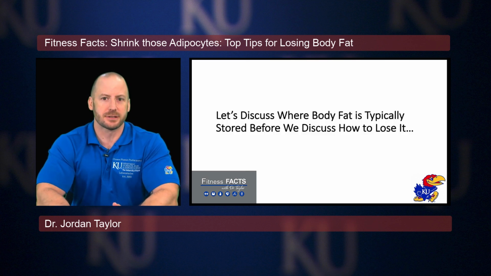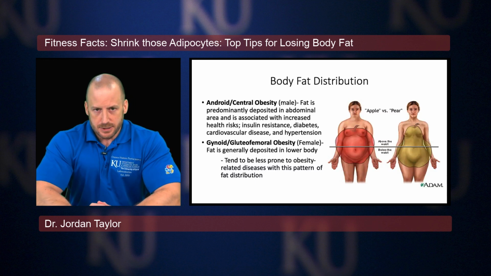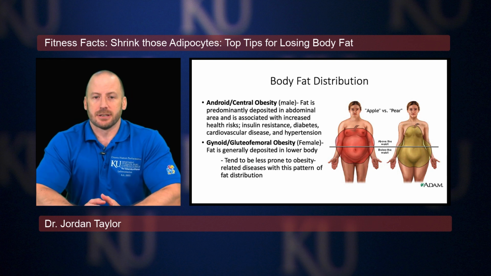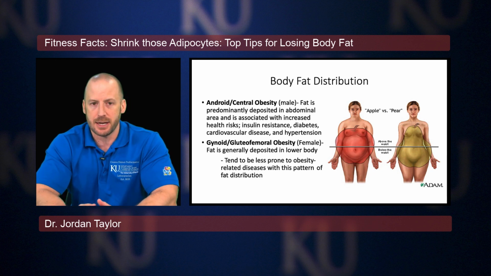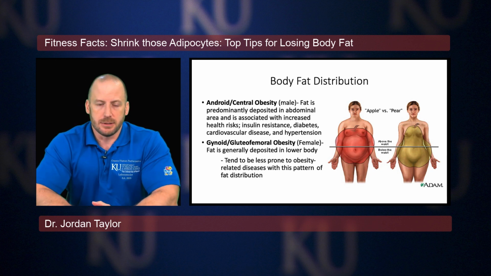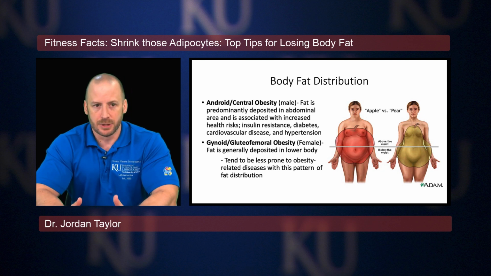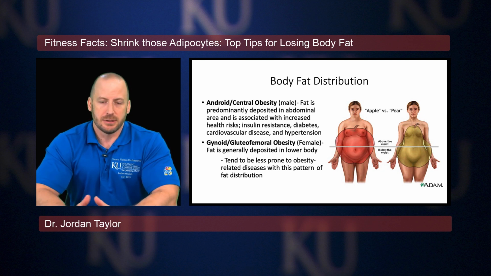All right, so let's discuss where body fat is typically stored before we discuss how to lose it. So this picture here and this slide just shows that we kind of distribute body fat differently between the sexes, okay? So males typically tend to gain weight around the abdomen, right? And a lot of this is genetically controlled. Hormones influence how we distribute body fat.